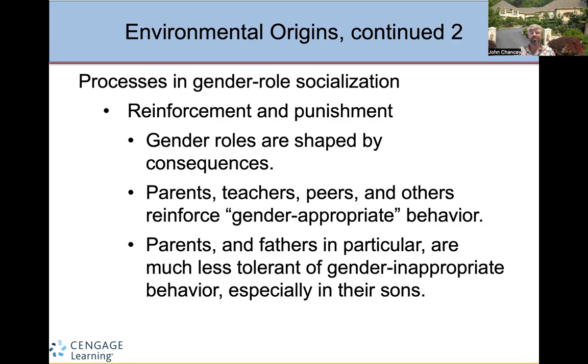There are certain processes that we've talked about in previous sections that can be used to understand gender role socialization. One of those processes is reinforcement and punishment, or operant conditioning. Gender roles, or the development of those roles, are shaped by consequences. Parents, for example, provide approval or disapproval for behaviors they consider gender appropriate or gender inappropriate.